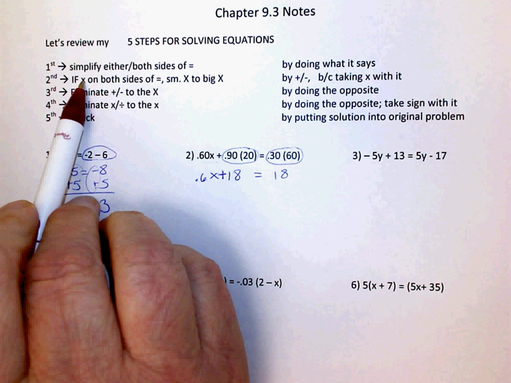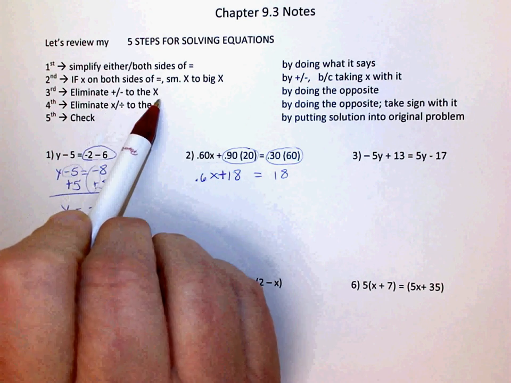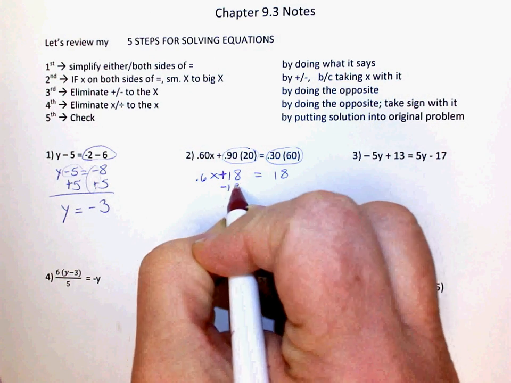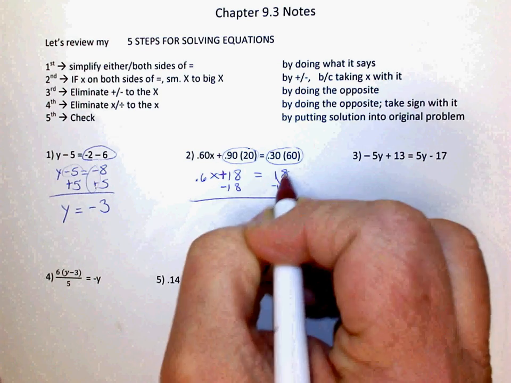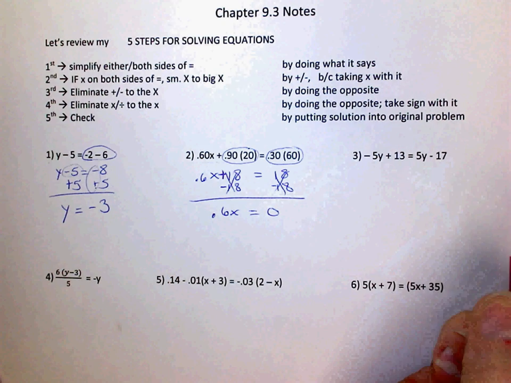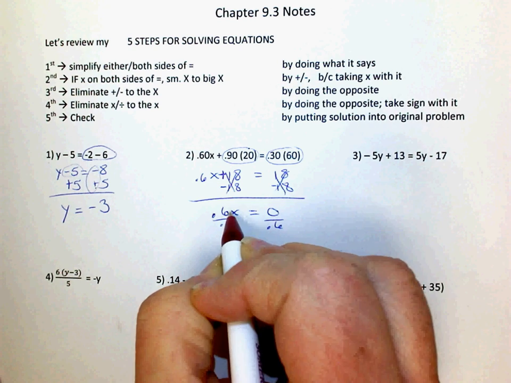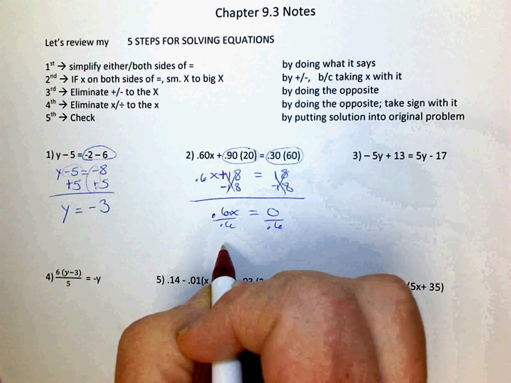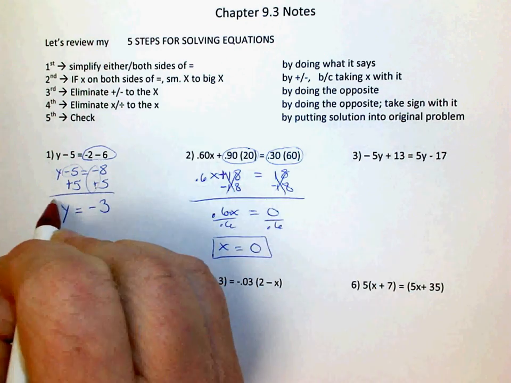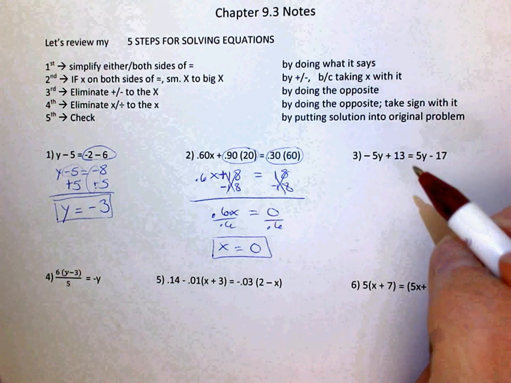There isn't an x on both sides, so I can skip step 2. Is there something added or subtracted to my x? Yes. 18 has been added. The opposite is to subtract it. Chop, chop, chop, chop. When this happens, I've got 0.6 times x equals 0. And then when I divide both sides by 0.6, because the opposite of timesing is to divide, then x equals 0 still. And notice every once in a while I do box in my answers so that hopefully sometime you'll get into the habit of it.